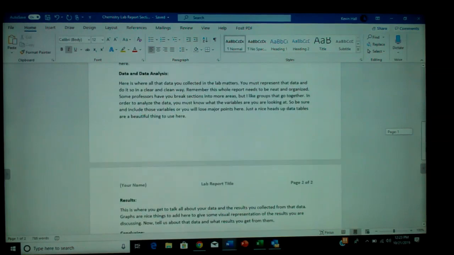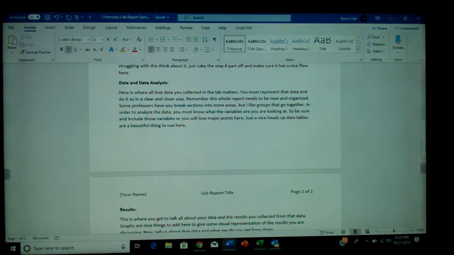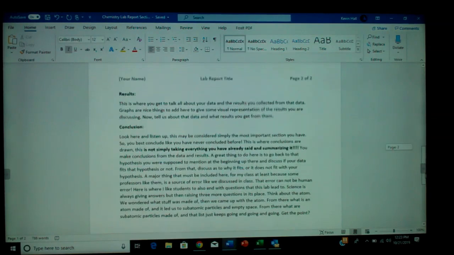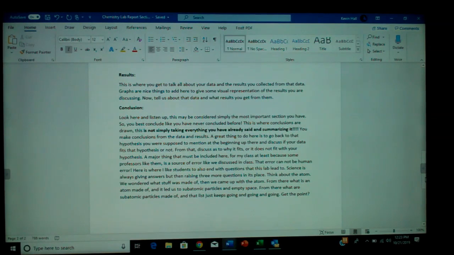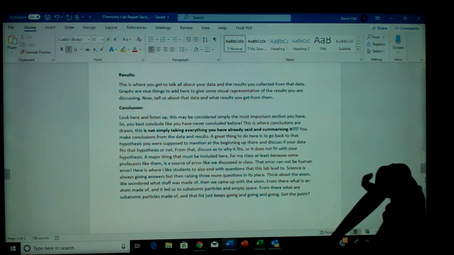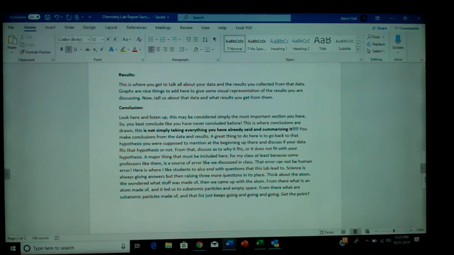Data and data analysis is where you will include the data. And you will talk about the data. The results is where you really talk about the results. The conclusion is where you draw your conclusions. This is not a summary. Besides that, you got the stuff you can read.